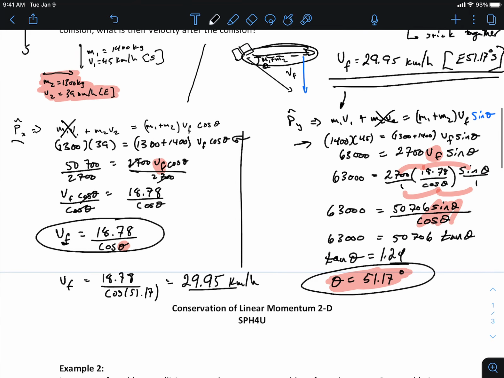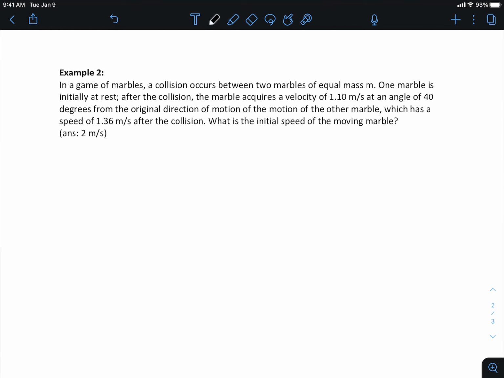That was obviously an inelastic collision. I want to show you an elastic collision too. So in a game of marbles, a collision occurs between two marbles of equal mass. One marble is initially at rest, and after the collision, the marble acquires a velocity of 1.1 meters per second at an angle of 40 degrees from the original direction of motion, which would have probably been the horizontal. We'll draw the picture and make sense of everything. The other marble had a speed of 1.36 meters per second after the collision. What was the initial speed of the moving marble?